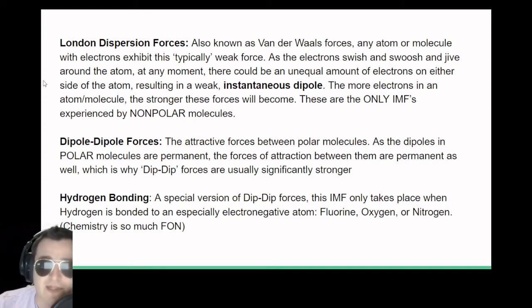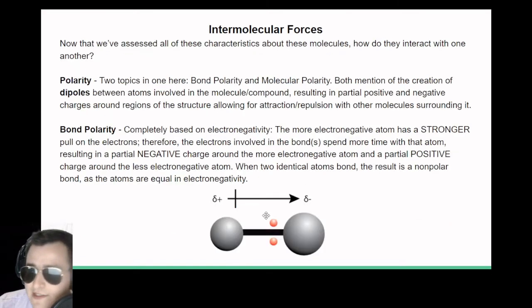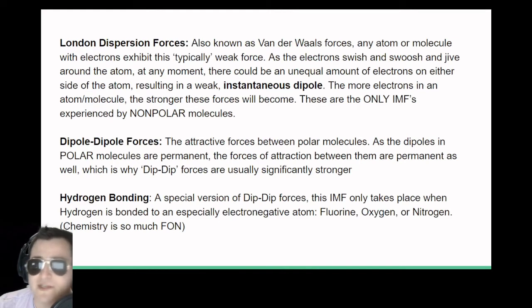Dipole-dipole forces are the forces exhibited between polar molecules. The reason they are typically stronger than London dispersion forces is that London dispersion forces are very quick, temporary dipoles, positives and negatives that are attracted to one another. However, in dipole-dipole, they're permanent partial negatives and partial positives. Therefore, the attraction or the repulsion is always there. And then hydrogen bonding is just a very special example of dipole-dipole. And it's not just hydrogen bonded to something. It's when hydrogen is bonded to fluorine, oxygen, or nitrogen, the 3 most electronegative atoms on the periodic table that aren't chlorine.